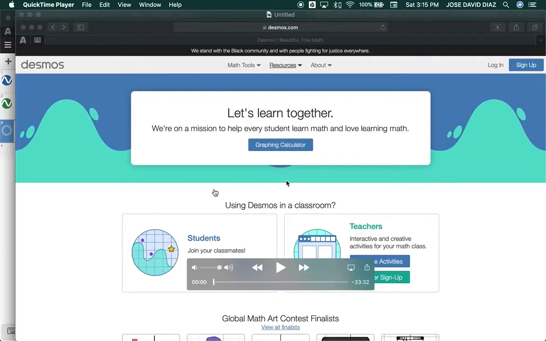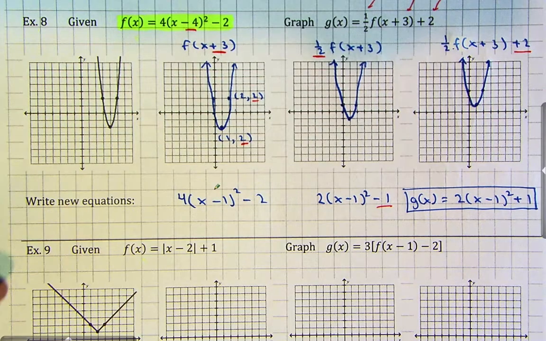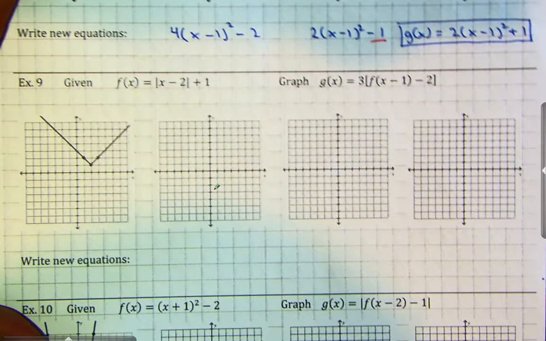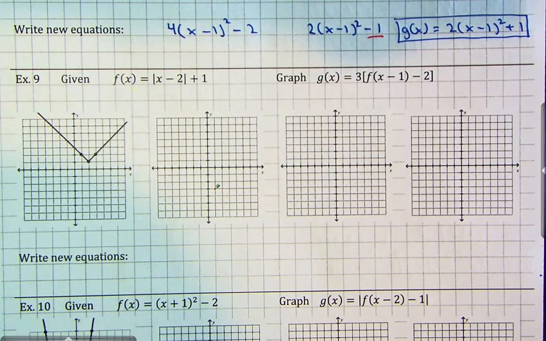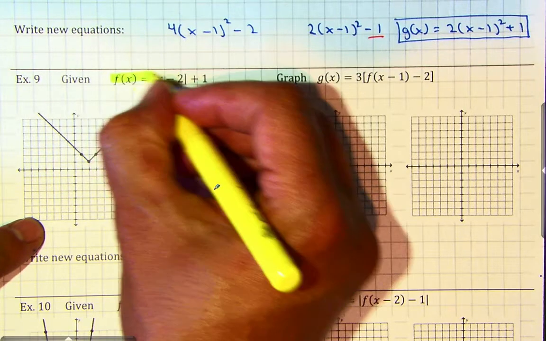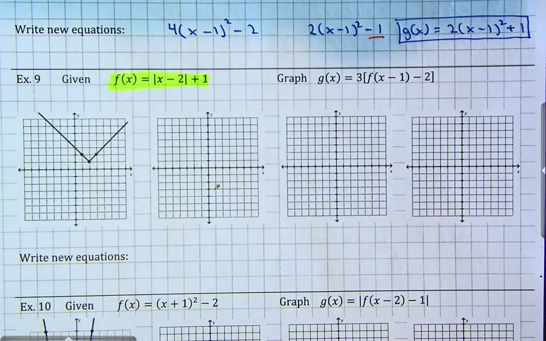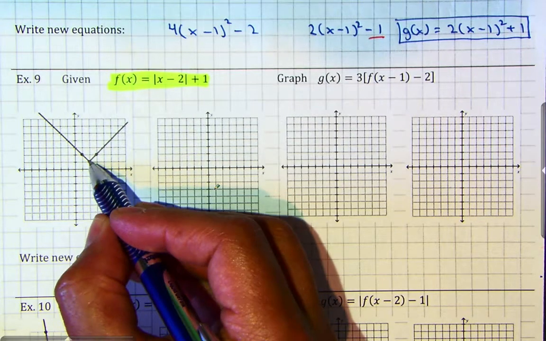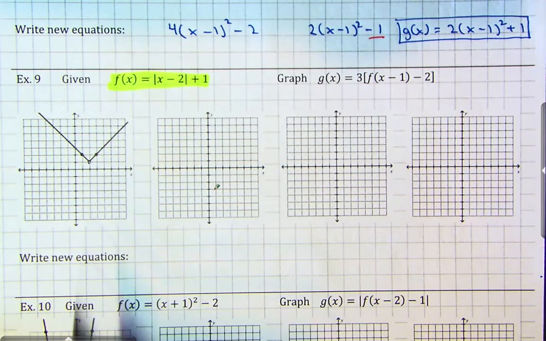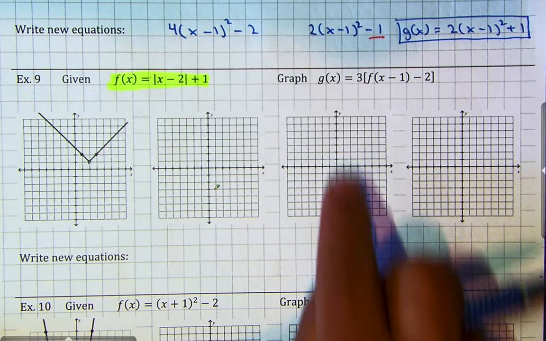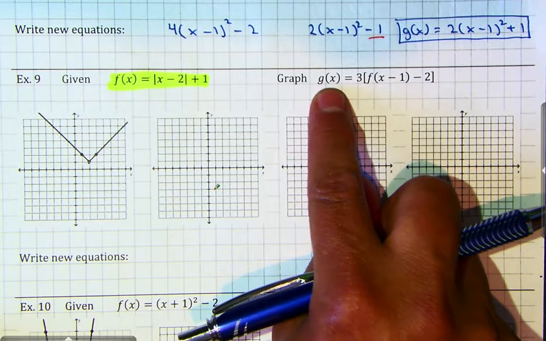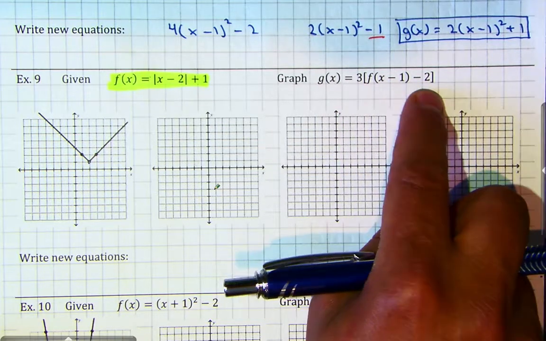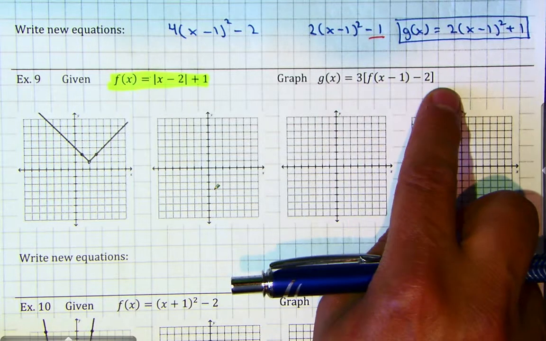Example number 9. So on number 9, once again, they give you f of x. They graph it for you. So my vertex is 2, positive 1. My a value is 1, so it does match. You need to be able to come up with the function of g of x equals 3 times f of x minus 1 minus 2. Notice all the brackets. So what should I do first?